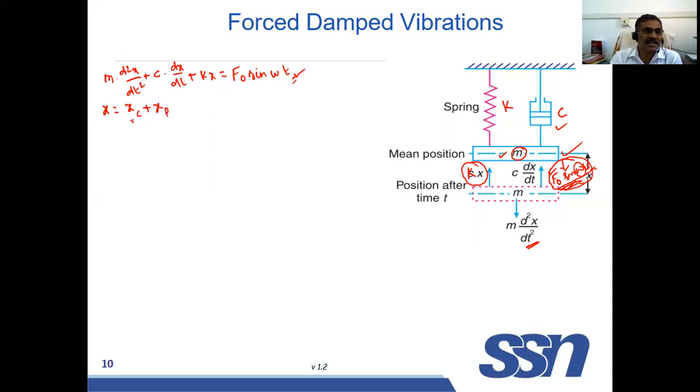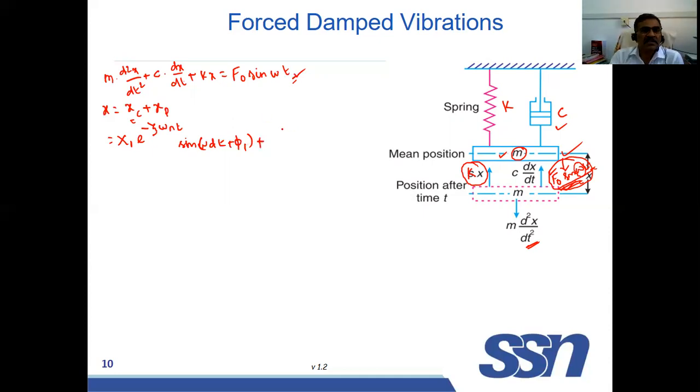We know how to calculate xc. Already we have discussed what is xc. xc is equal to, let us take x1 into e power minus psi omega n t sine omega d t plus phi. Let us take phi 1. Another phi also we are going to consider. So this is phi 1. So this is xc. What about xb?